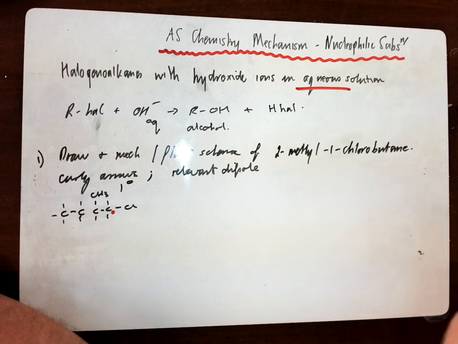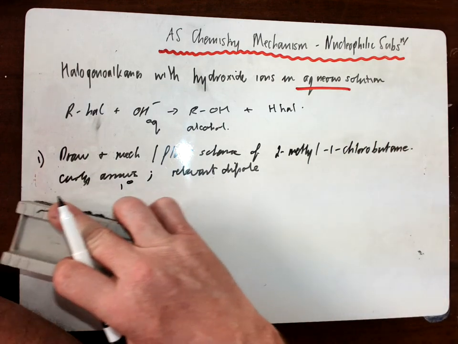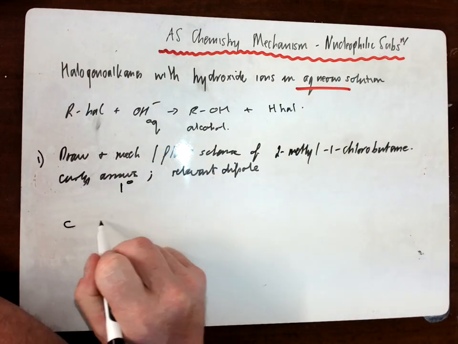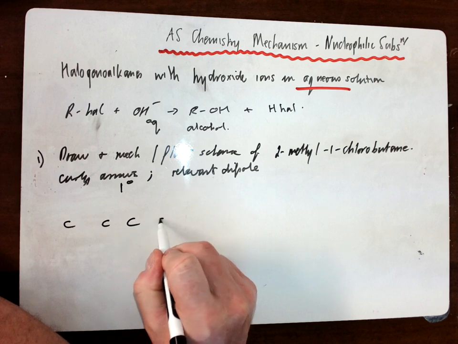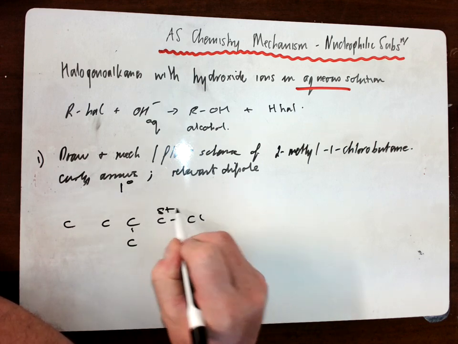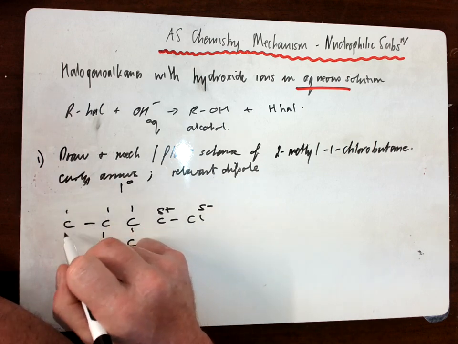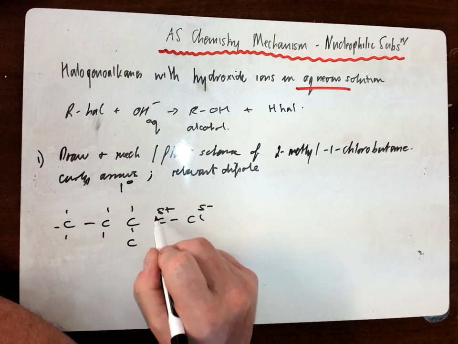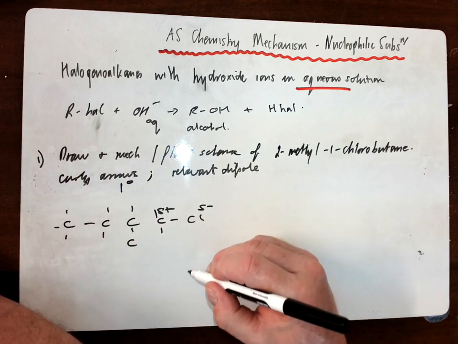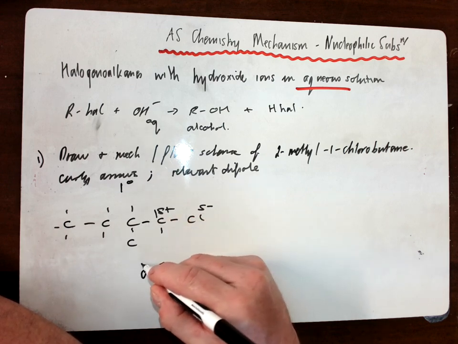So I'm going to draw this out just a little bit bigger so that you guys can see it. So we'll go 1, 2, 3, 4, with CH3 there, and Cl there. We'll put our relevant dipoles on. And these are all hydrogens at the end of these bonds. I'm not going to draw them all in. And then I draw my hydroxide ion, which is here.